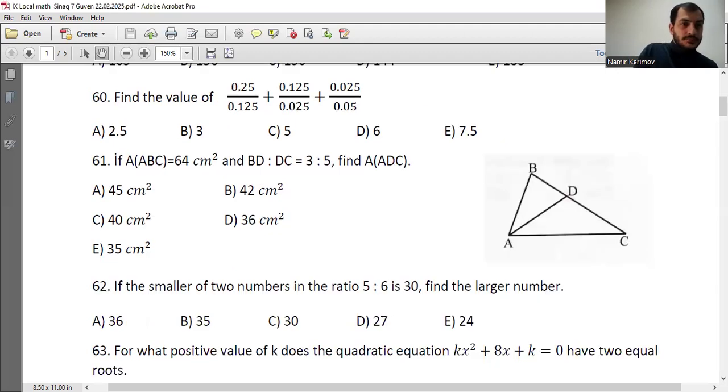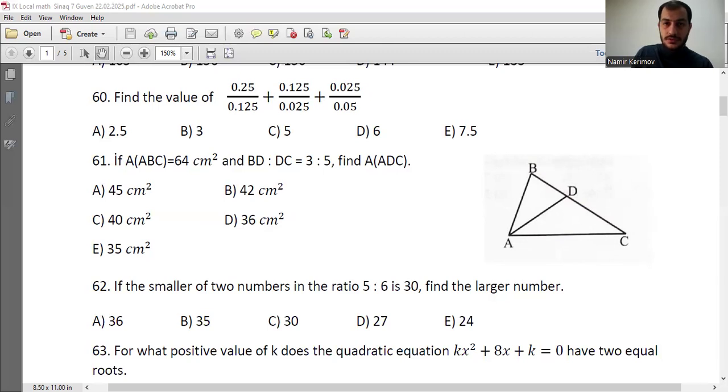In question 60, for that kind of questions, I said that it's better to find whole numbers. For example, when we multiply the numerator and denominator by 1000, the numerator will be 250 and denominator will be 125. Again, let's multiply by 1000. That will be 125 and 25.